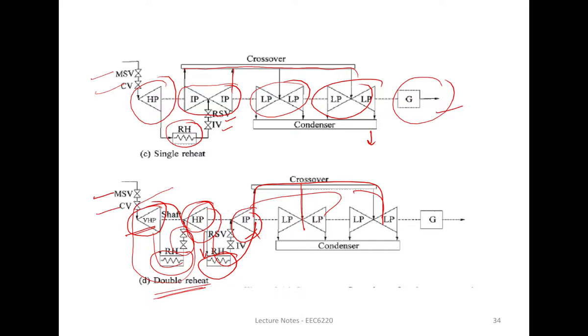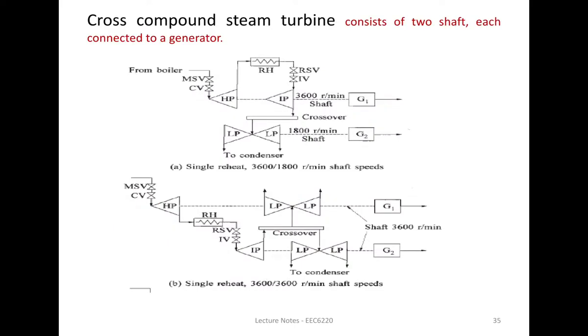Okay, now next come to the cross compound steam turbine. In the cross compound steam turbine we have already told you that it consists of two shafts. Okay, there are two shafts and both shafts are connected to different generators. So we are giving the output to the two generators. Meaning, now you can see that when we have two shafts, two generators, the cost of the generator is going to increase, but we are getting more efficiency.